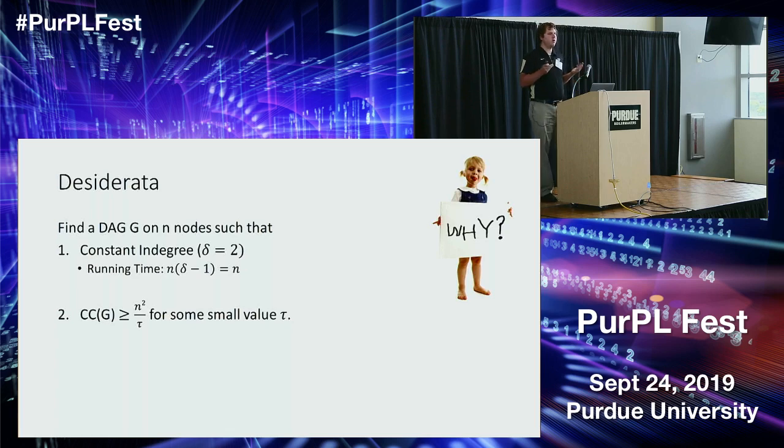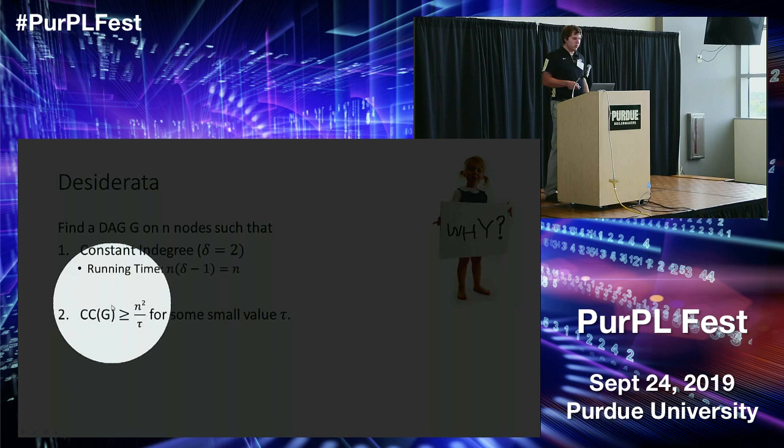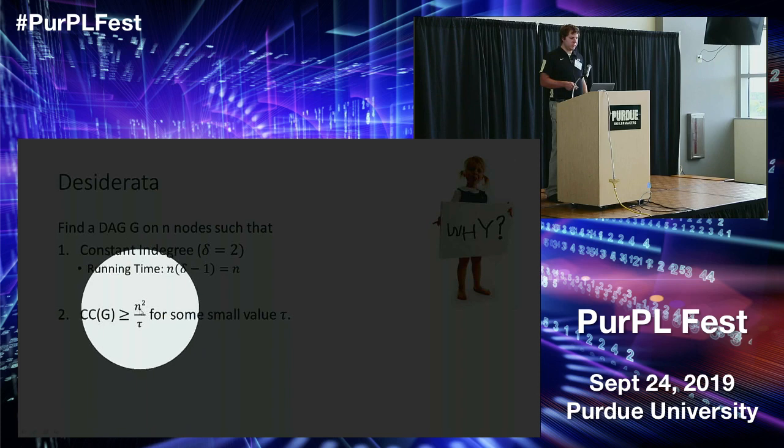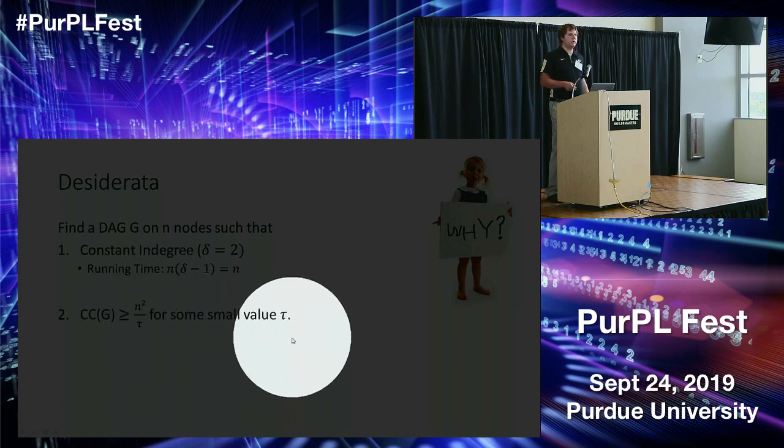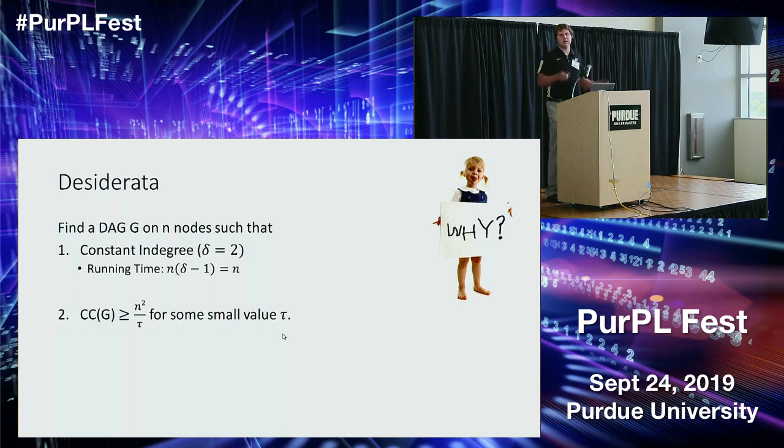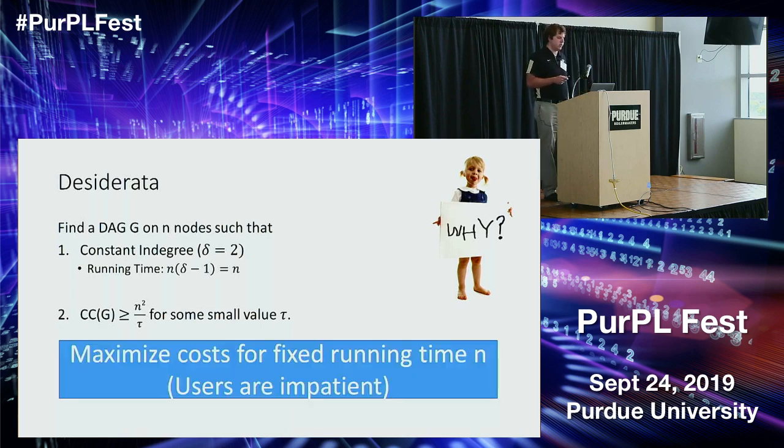So now our goal is to find a directed acyclic graph G on n nodes with a couple properties. One property is that we want the in degree of this graph to be constant. That's just so that we can use our hash function to compute the labels. We also want the running time to be proportional to the number of nodes, which is only true if we have constant in degree. We also want the CC, cumulative pebbling cost, to be as large as possible. So we'd like it to be n squared over tau for some small value tau. Hopefully tau is a constant, but we'll settle for the best we can.